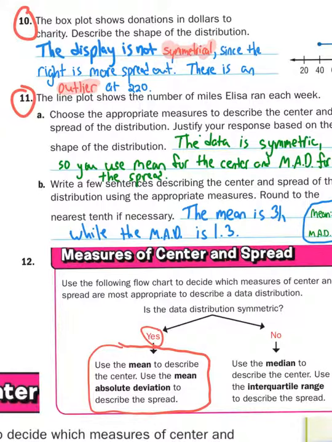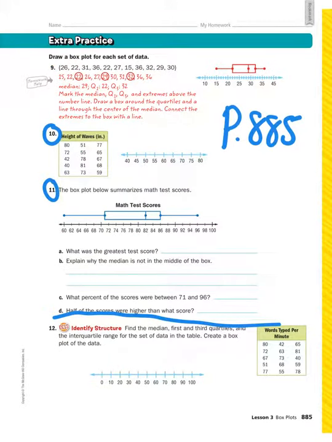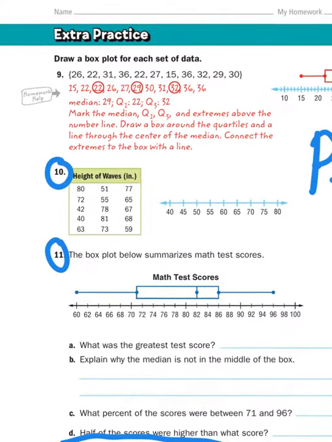Now we are moving on to the next page. We're moving back. The rest get quicker, don't worry. We're going to go to page 885. All right, so we're on page 885, and you had to do number 10 and 11. So for number 10, you had to draw a box plot, and number 11, you had to answer questions about the box plot. So let's start and see how you did in number 10.